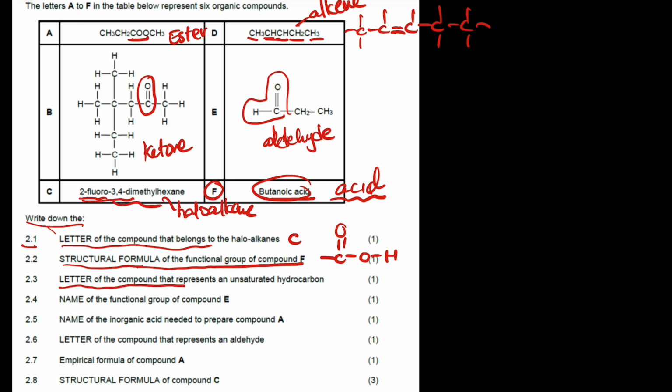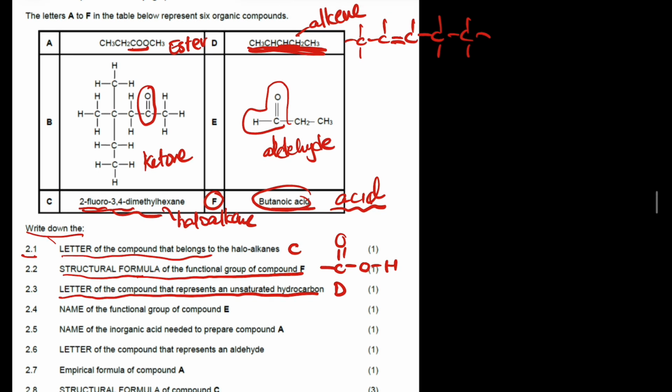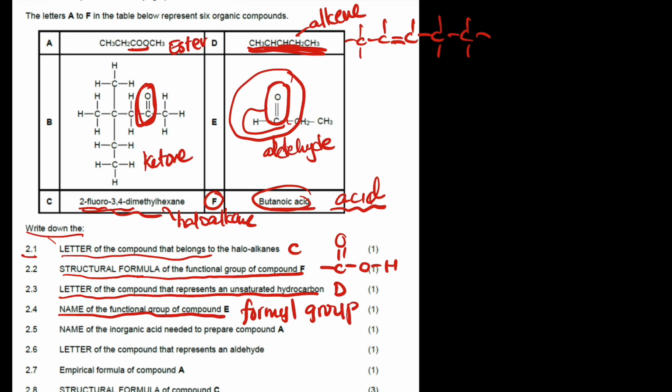Letter of the compound that represents an unsaturated. The unsaturated, it's multiple bond, double bond, triple bond. So it's going to be this, which is D. Guys, you cannot say this is an unsaturated. You don't look at it that way, right? And name of the functional group in E. The functional group in E, I already mentioned that. It's a formyl, the aldehyde. The name of the functional group of the aldehyde is formyl group.